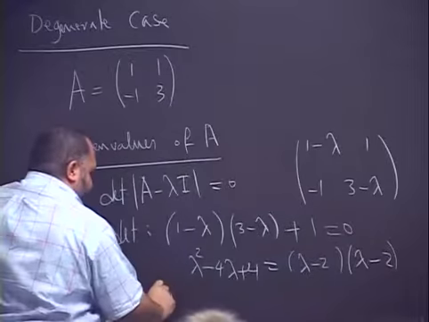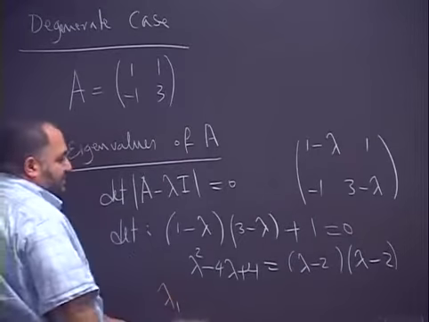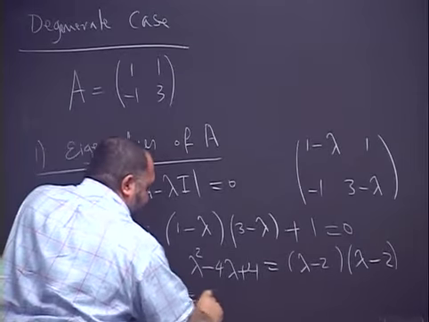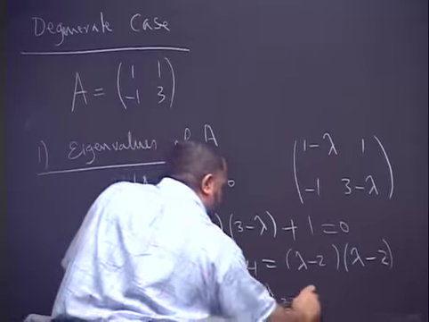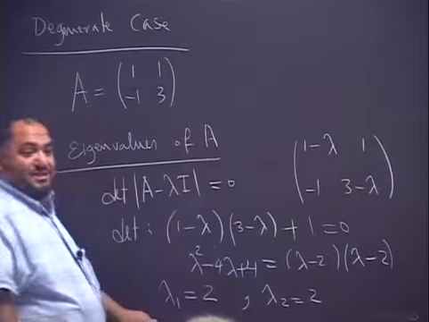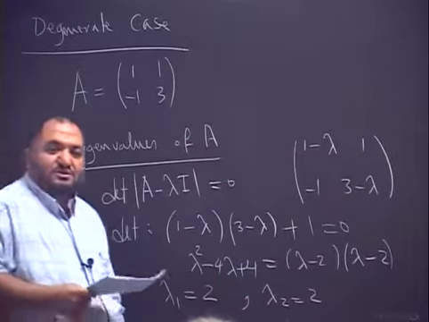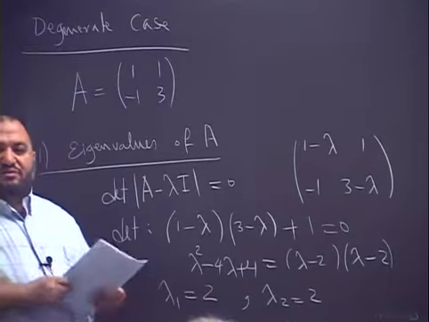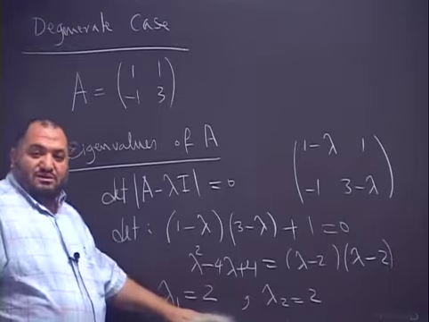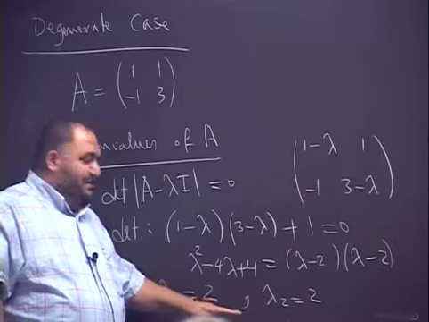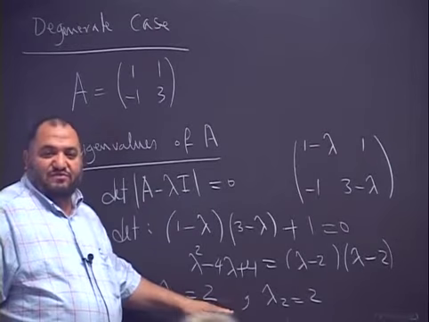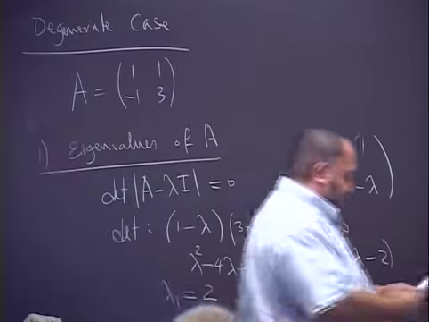So what are the values for the eigenvalues here? Lambda 1 is equal to 2, and lambda 2 is equal to what? 2 also. So they are identical eigenvalues. If the eigenvalues are identical, we call this case what? Degenerate, and the eigenvalues are deficient. So this is a degenerate case.